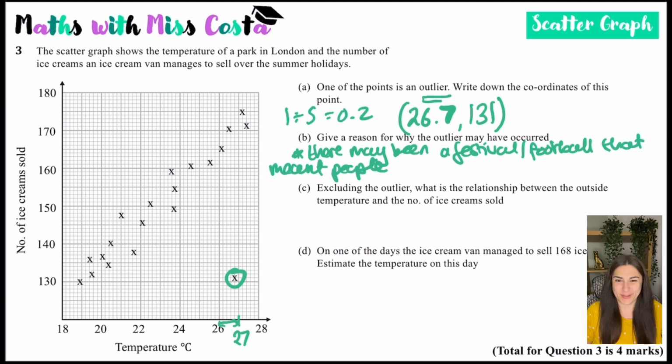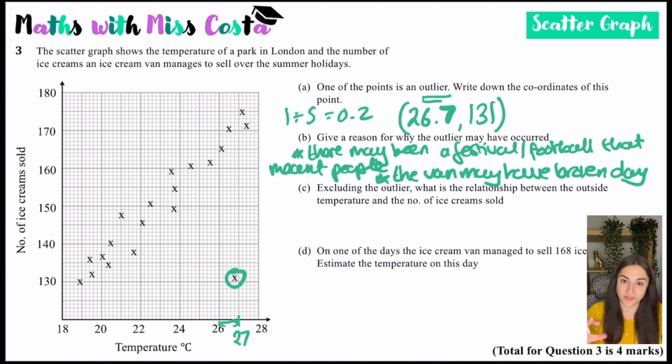So this is kind of like using your real life kind of application. So something that would cause people to not be out and wanting to buy ice creams. Or more likely, the van may have broken down at some point. So perhaps they were selling loads of ice creams and then the machine just stopped working and he had to go home. So anything that would have meant that it's unusual for him to have sold that few ice creams.